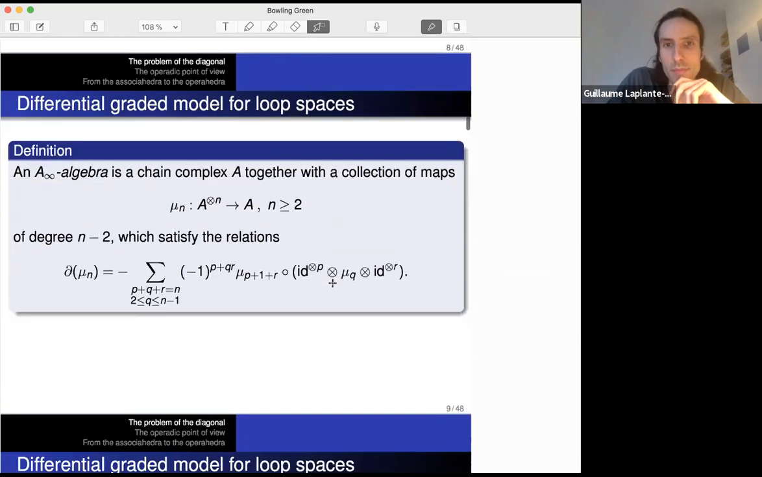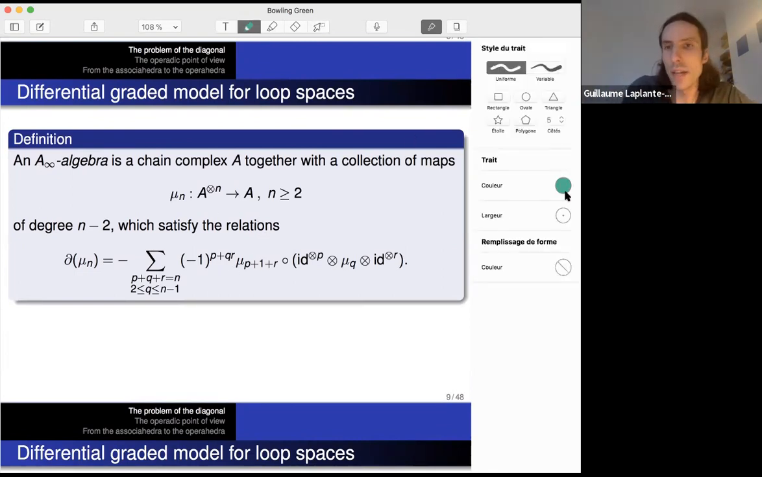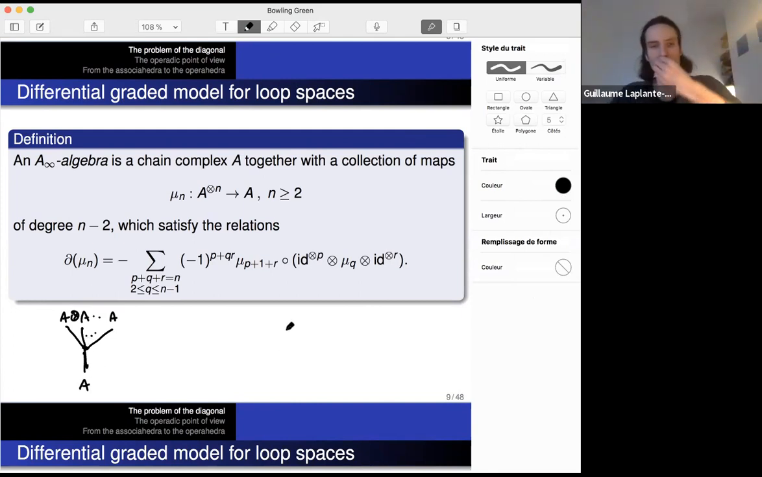And a DG model for these spaces is what we call an A-infinity algebra. An A-infinity algebra is a chain complex together with maps mu n from A tensor n to A, which satisfy these relations. It might look a bit scary at first, but actually it's not very complicated. You have to think of this mu n as operations with n entries, like n copies of A, and one output, that give back one element of A.